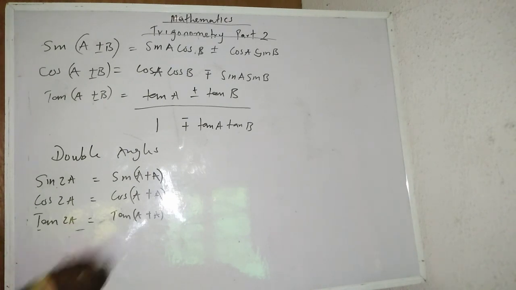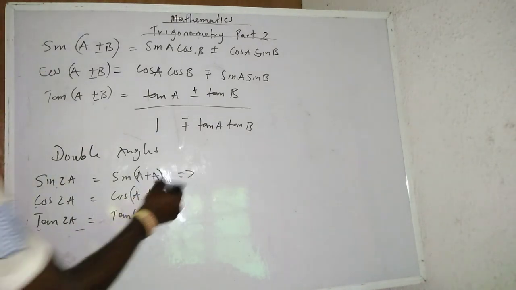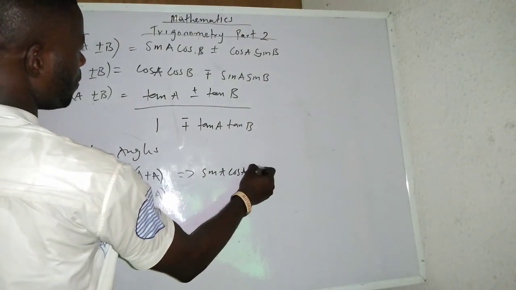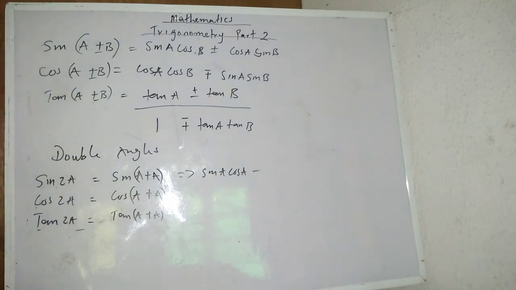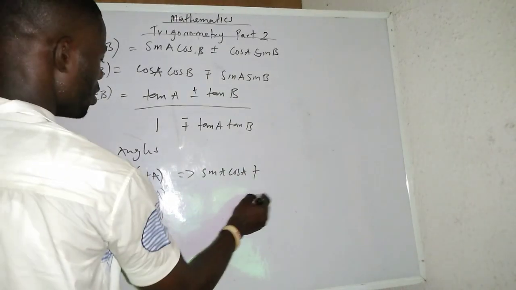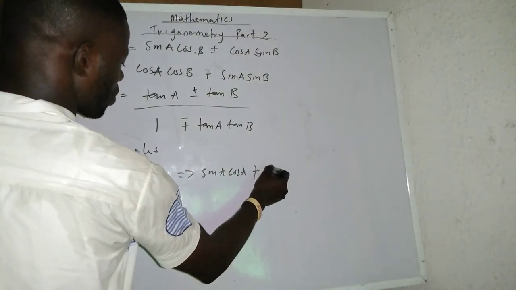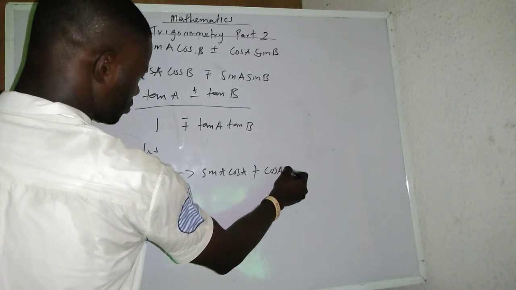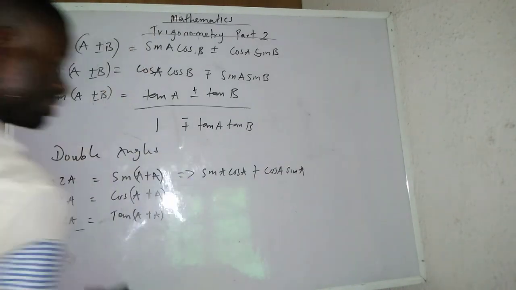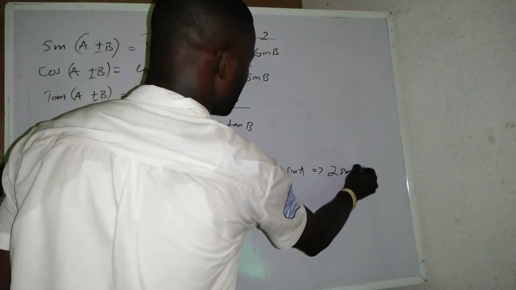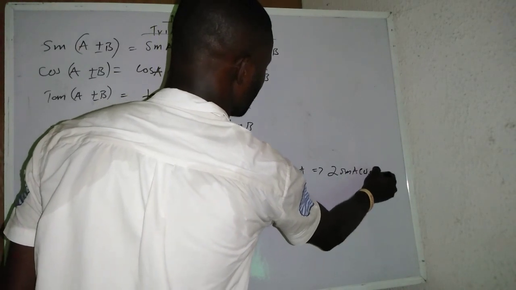What you need to understand is, at this point, I can call this sine A cos A, plus cos A sine A. It remains the same, which is also the same thing as 2 sine A cos A.